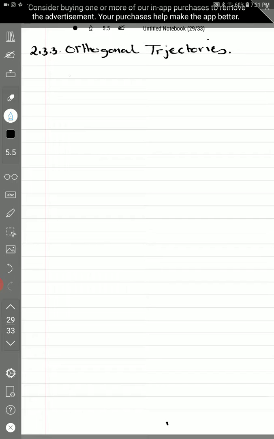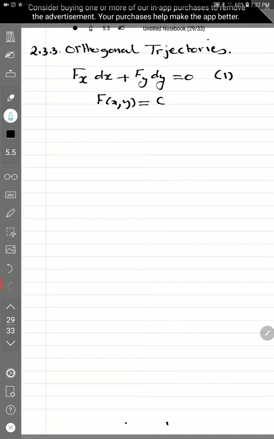If you have a differential equation of this form, call it 1, the solution for this equation is just f of x, y equal to c. This represents a family of curves with one parameter c. We want to find the orthogonal family. Let's call this the orthogonal family, which will be another family, call it 3.